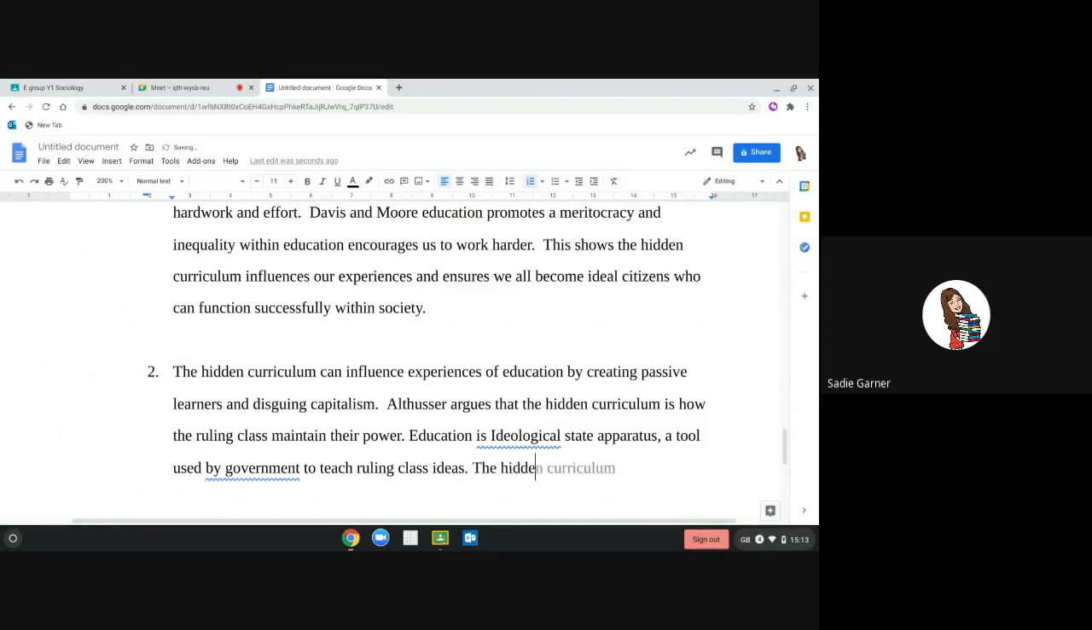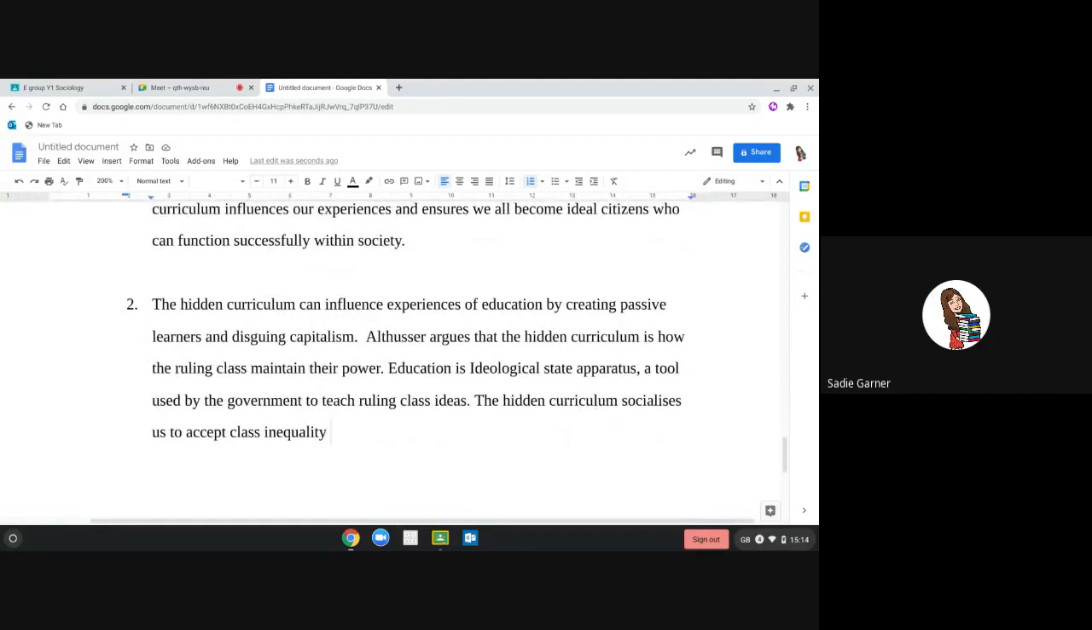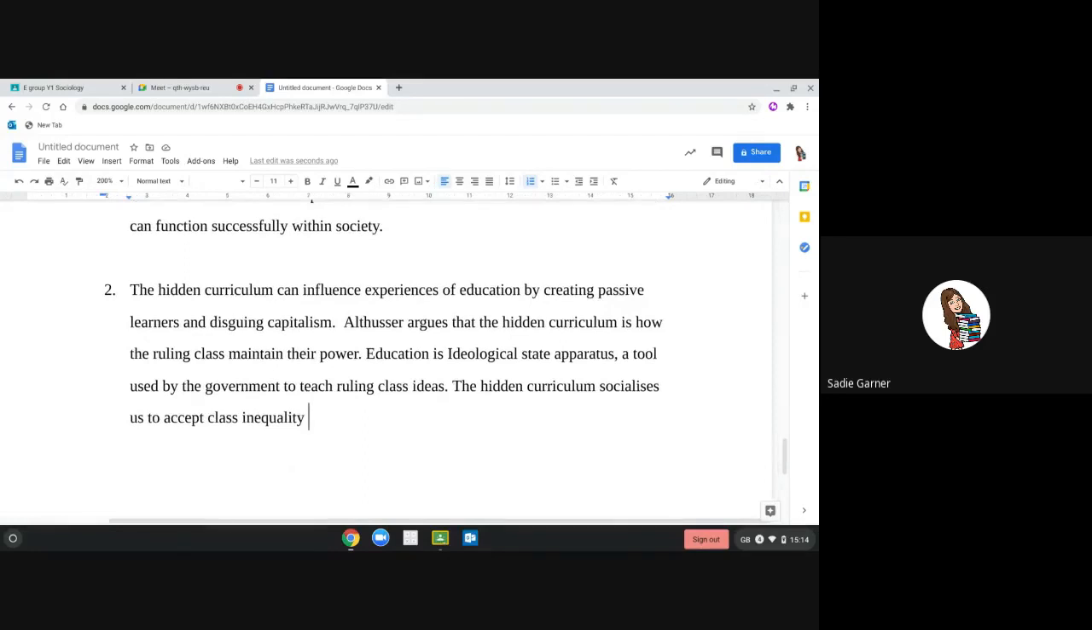The hidden curriculum socializes us to accept inequality. Well, we're going to accept class inequality, because the inequality he's talking about is only class inequality. It is quite a huge failing of Marxism that it recognizes class inequality, which has to be applauded, but unless you are a later Marxist who's normally of color themselves, or a Marxist who's also female, it fails to consider gender or ethnicity. So when he says that hidden curriculum socializes us to accept inequality, he means class inequality.